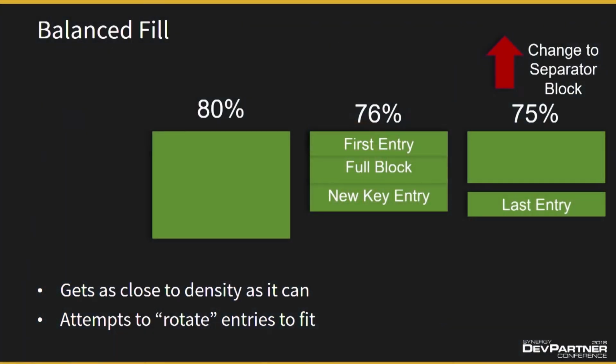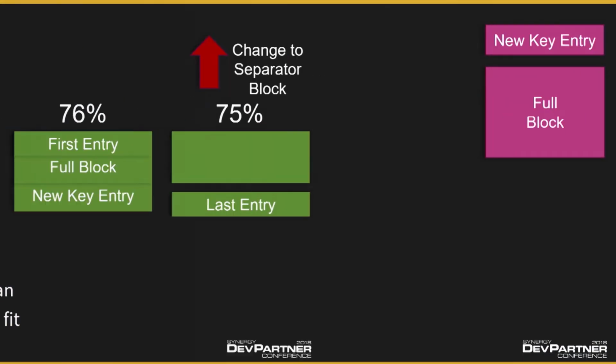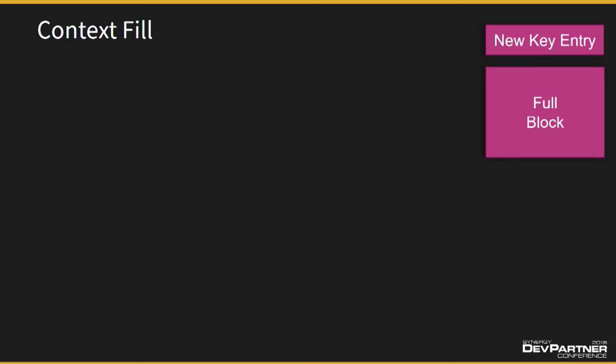And plus, if you set the density to really low, then you're going to end up with lots and lots and lots of rotations every single time. So we're trying to avoid rotations when we talk about file density. So when do we want to specify our file density? Well, that's when you have a situation called the context fill.